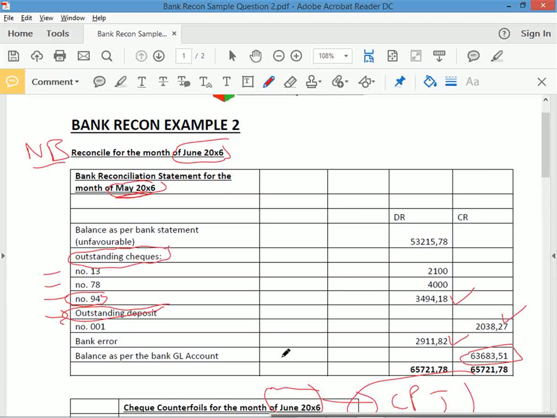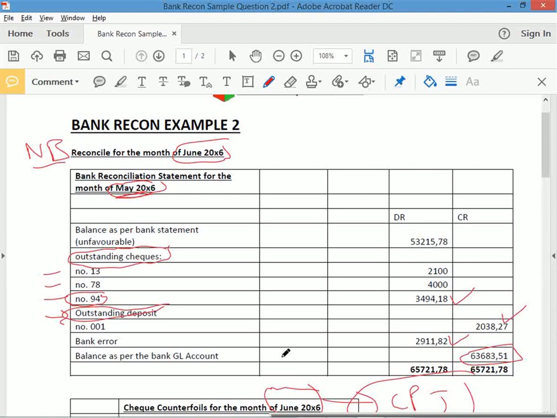Whose books are you looking at? The bank. The bank's books. The bank's books show what? A debit. Our books show what? A credit. Is this favorable or unfavorable? Unfavorable. Why? It's the general ledger account.